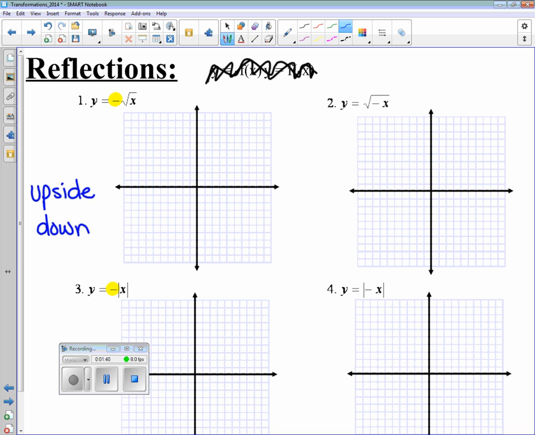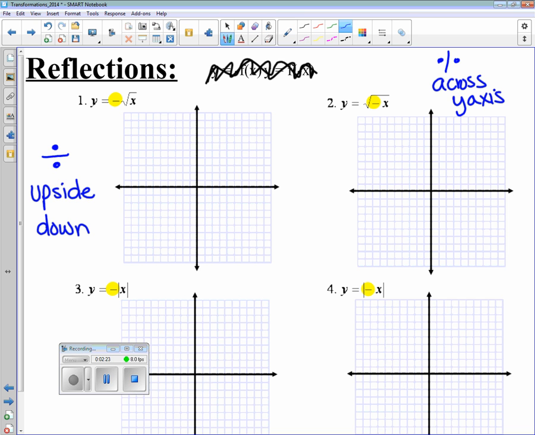What happens when I have the negative sign inside the radical or inside the absolute value? What do you think we're going to be reflecting this time? We're going to be reflecting left and right, or across the y-axis. Sometimes I write it this way, like this. It kind of looks like a division sign, but it's just showing you it goes from one side to the other. Upside down means you're reflecting like this. Upside down or left and right. It's all in where the negative sign is.